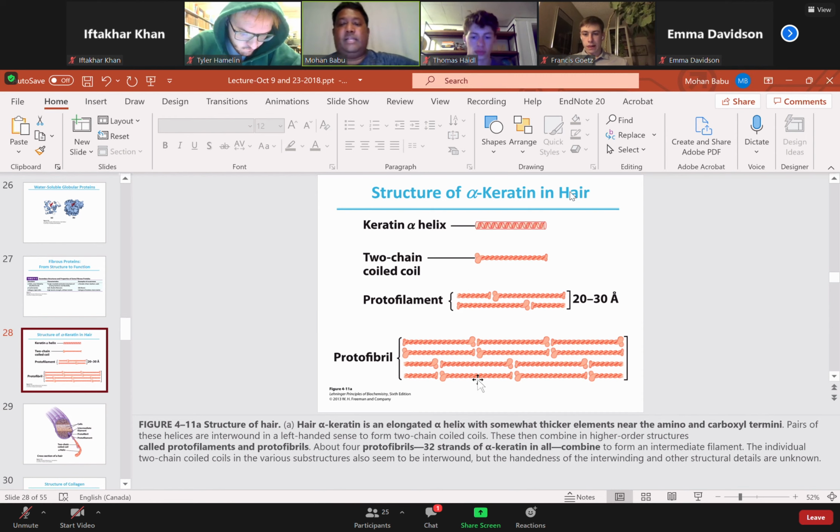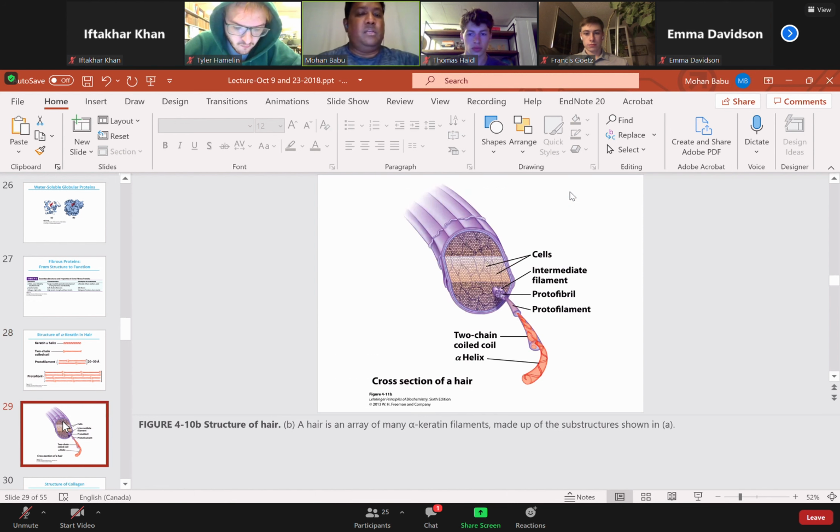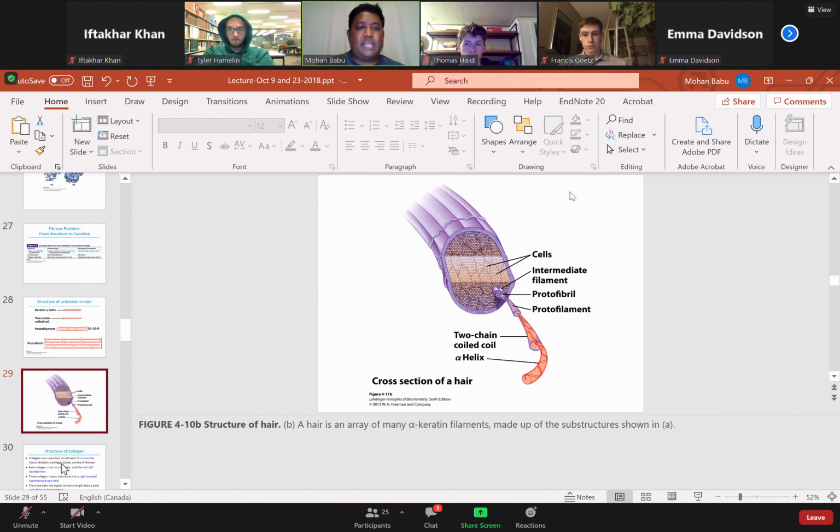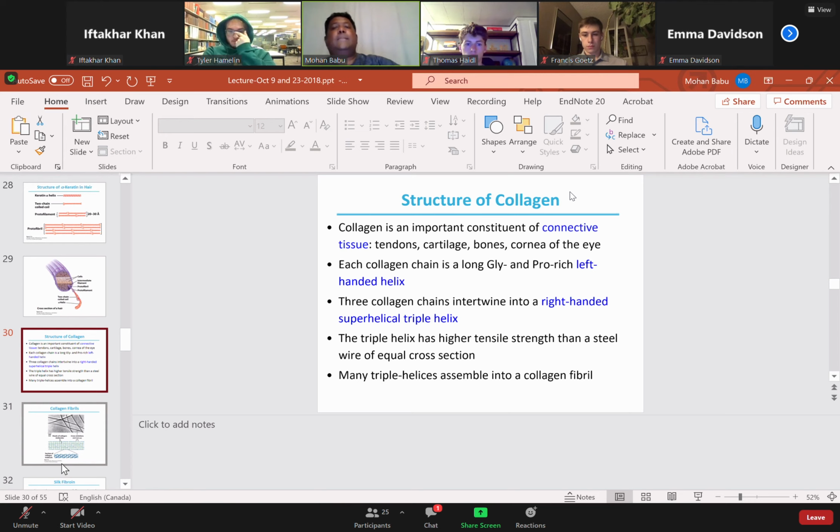Okay, and this is an example of an alpha keratin, where you can see how the protofibrils are all combined together into higher order structures to form an intermediate filament. And this is a cross section of a hair here. This is where you can see the protofibrils, the protofilaments, and how they are bundled up nicely here. And these are intermediate filaments here, okay? And you have alpha helix here. And then you have a structure of collagen here.